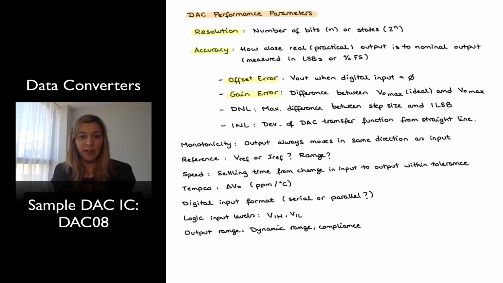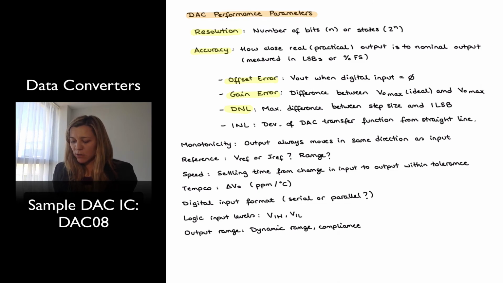Then there are the linearity errors. The differential nonlinearity is basically the maximum difference between the actual step size and the ideal value of the LSB, the least significant bit. So ideally, every single step in input word, every single bit increase, should correspond to a 1 LSB increase in the output voltage. In reality, there's going to be some deviation from that, and the maximum deviation between the increasing output voltage corresponding to one digital step and the LSB, that's going to give you your differential nonlinearity.